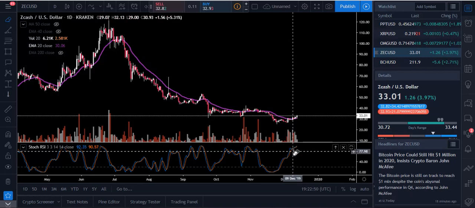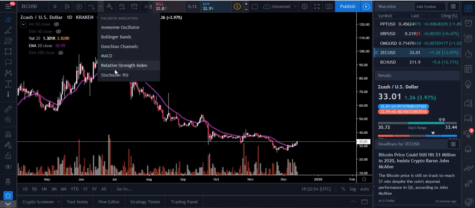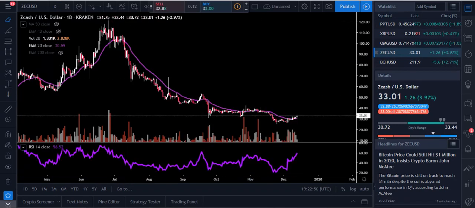What I also like to do, I'll look at the stock here, and then I'll get rid of that, and I'll look at the RSI just to give me another perspective and see if we're overbought in that category. And in terms of the RSI, we're at 58 right now. So we still have more room to run to the upside, and that's why I like to look at different indicators, because you're going to get different readings sometimes.